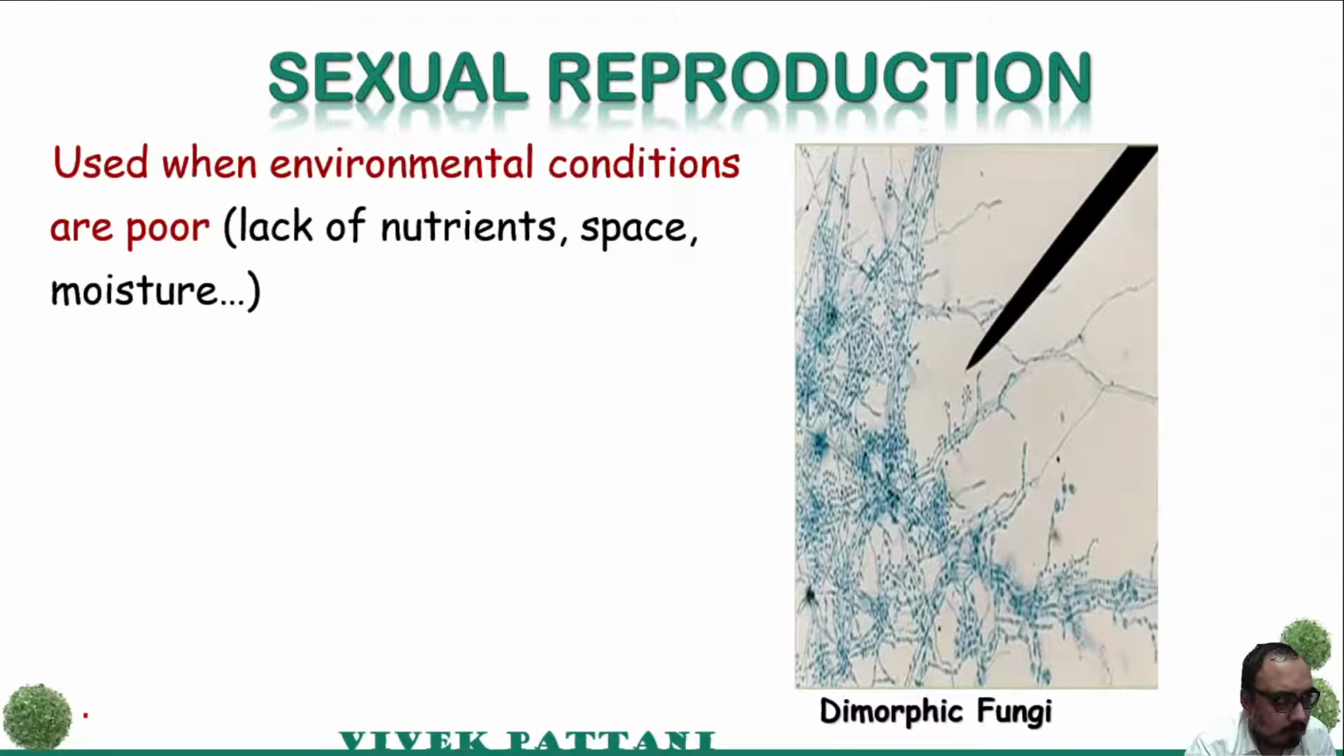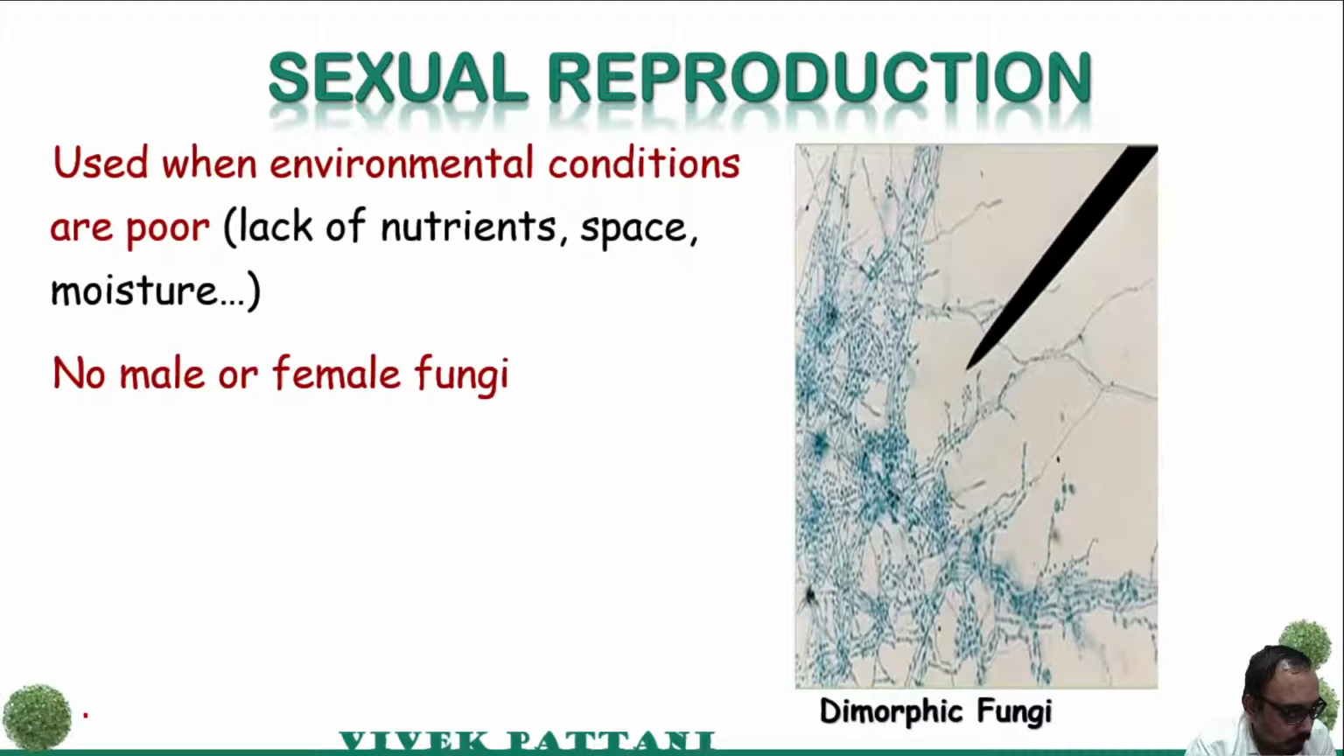And now moving forward with sexual reproduction, just an overview, I am going to go into more detail in the case of Aspergillus and Mucor. There are also some fungi which are dimorphic. Sexual reproduction is used when environmental conditions are poor, due to the lack of nutrients, space, moisture, etc.